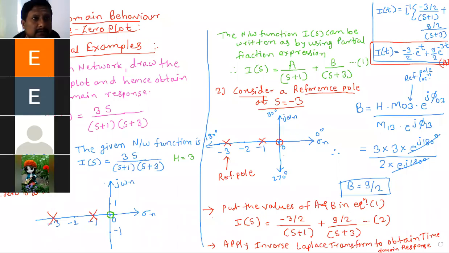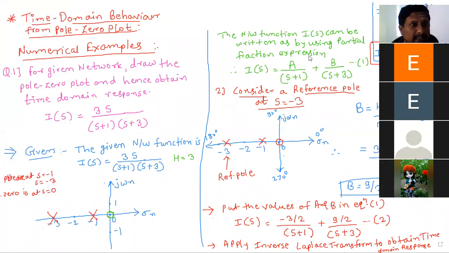Okay, any questions? Sure. No, sir. So we can start the next example now. The next example is of similar type, only I have used one more zero, meaning two zeros and two poles. So we can solve a variety of examples so that you can understand how to solve different examples.